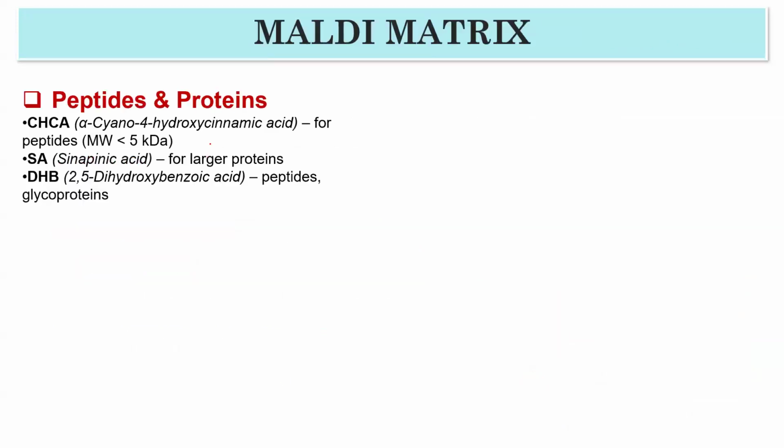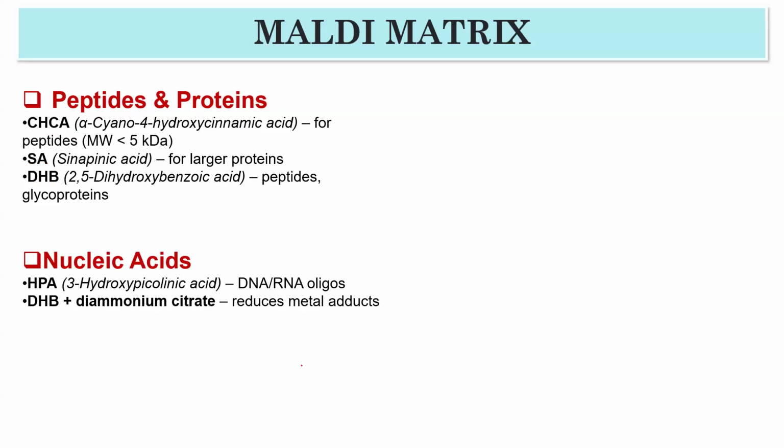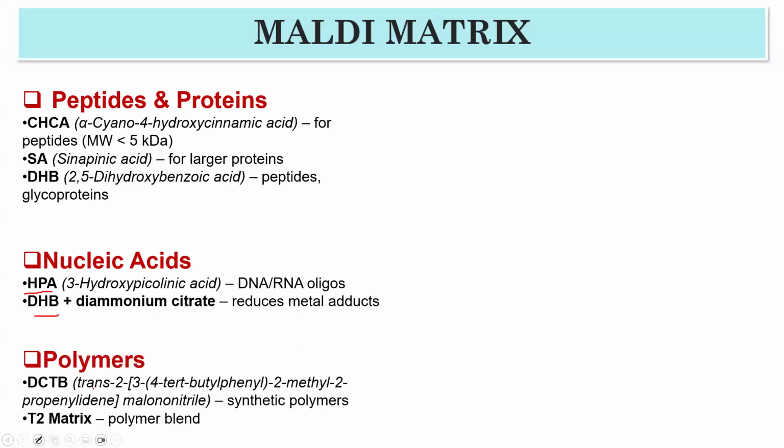Okay, so I talked about the MALDI matrix. There is a variety of MALDI matrices. For peptides and proteins, you can use CHCA, SA, DHB. And for nucleic acids, the popular ones are HPA and DHB. So you can decide based on whatever your sample is.